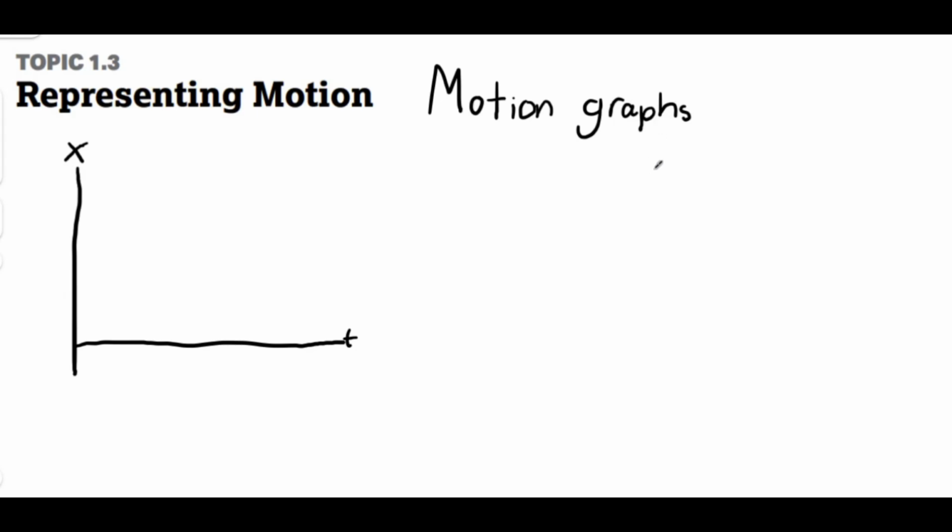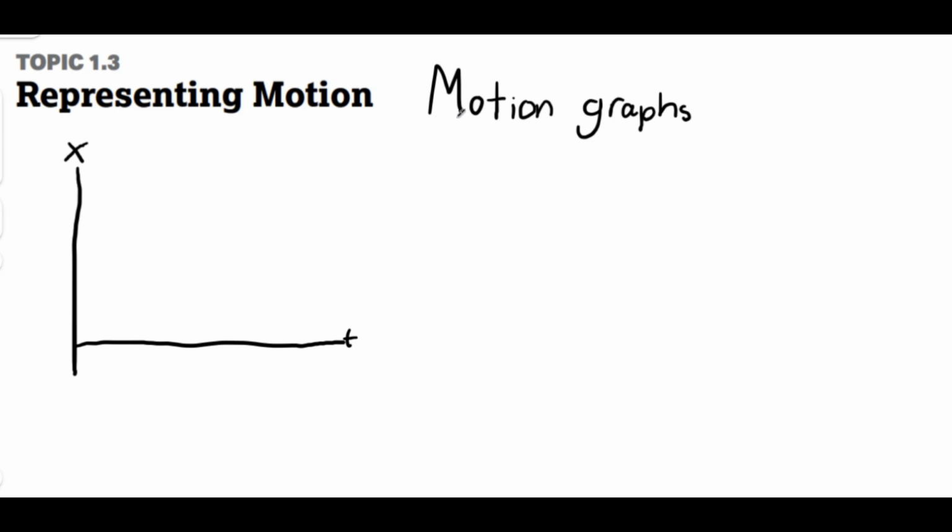Welcome to topic 1.3, representing motion. This is the biggest topic in this entire unit because kinematics is all about representing motion. So obviously, this is really embodying most of kinematics here in this one topic. And because there's so many ways to represent motion, this topic will be split into multiple videos so that it's not just one long, boring video. Instead, you can make it more digestible by splitting it into the different types of representing motion.